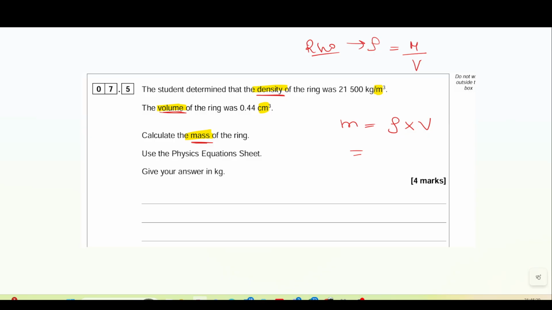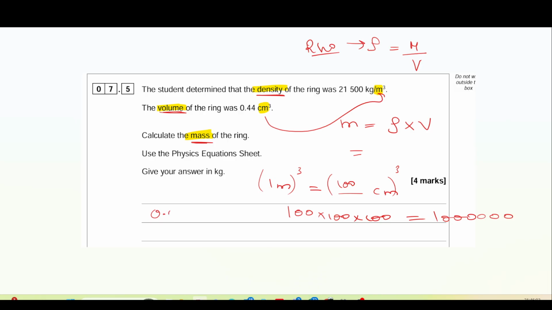So let's take this 0.44, because 1 meter is equal to how many centimeters? 100. But here we have a cube, right? So we need to cube both sides. Cube means multiplying it 3 times, right? If I multiply 100 three times, I will get 6 zeros. That means to convert centimeter cubed into meters cubed, I need to divide 0.44 by 6 zeros.